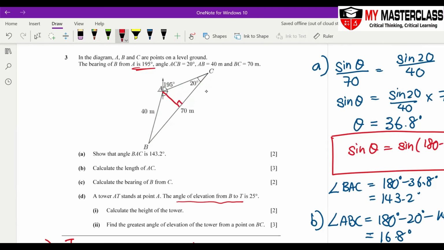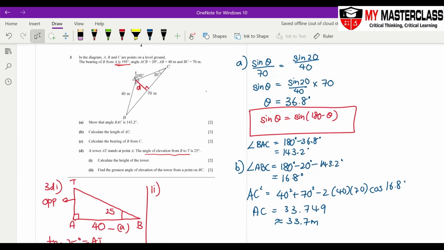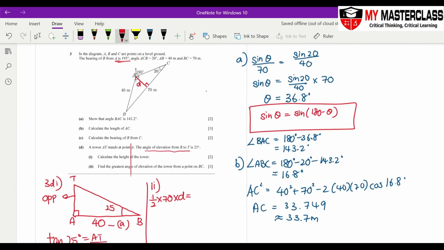Understand or not? So let the perpendicular distance be D. We must always know how to find the perpendicular distance first. Those of you who have been with me for a long time, I always use this. Half times base 70 times height D equals, you can use half AB sine C. You always use this method. There are other methods, of course, but this is the most foolproof one. Anything you do, this will always work.